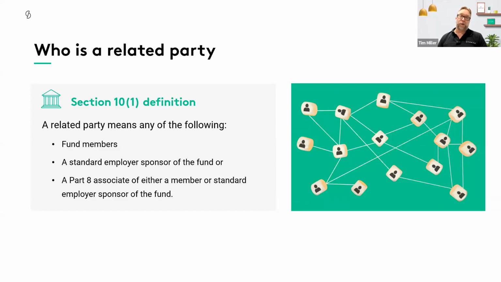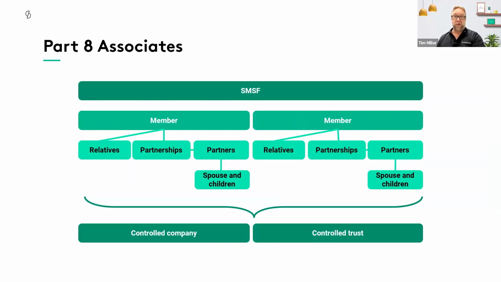And then you've got Part 8 associates of the member or the standard employer sponsor of the fund. So we need to understand and broaden that out a little bit more. So we've got our members from a definition point of view. We've then got our Part 8 associates, and Part 8 associates expands membership to talk about the relatives, right? And we then need to know who our relatives are, any partnerships that the member is in, and any partners in that partnership, and then the spouse and children of the partners in that partnership, and then any entities that this broad group of Part 8 associates control. So a company that is controlled by Part 8 associates, or a trust that is controlled by Part 8 associates.